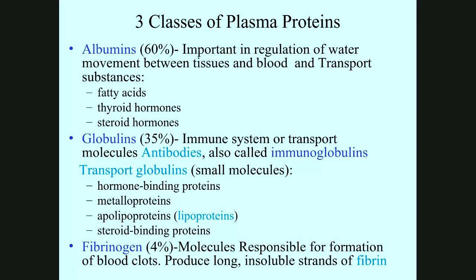So I just said the three classes of the plasma proteins are albumin, globulin, and fibrinogen. Albumin represents more than 60% of these proteins. It is important in regulating the water movement between tissue and the blood, and transports substances such as fatty acids and thyroid hormones. Globulin represents 35% of those plasma proteins. They play a major role in the immune system, transporting molecules such as antibodies, so in this case we call them immunoglobulins. Fibrinogen, which represents 4% of the plasma proteins, is responsible for the formation of the blood clot, producing long and insoluble strands of fibrin.